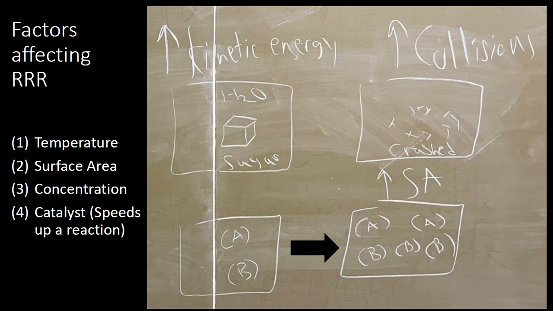Surface area, in the scenario of if you were to take that cube and crush it, then there are many more pieces or many more areas of contact for water molecules to surround those sugar molecules, break them apart from each other, and dissolve them into water. That's essentially increased collisions due to temperature range or through crushing it.